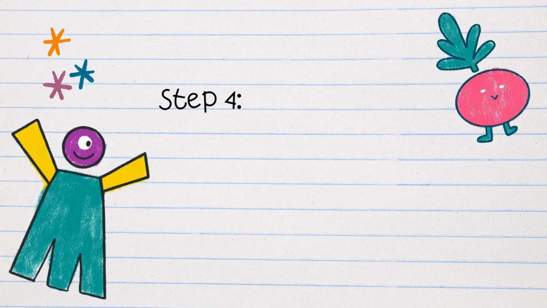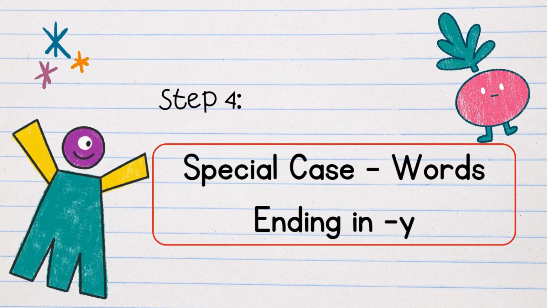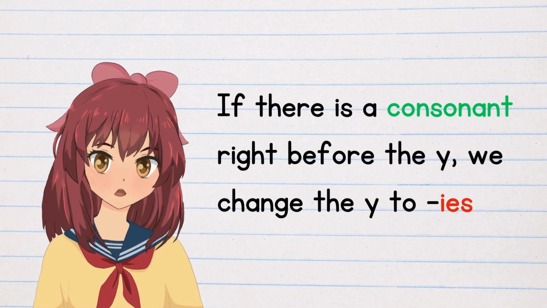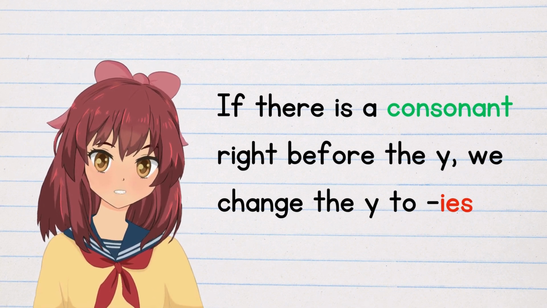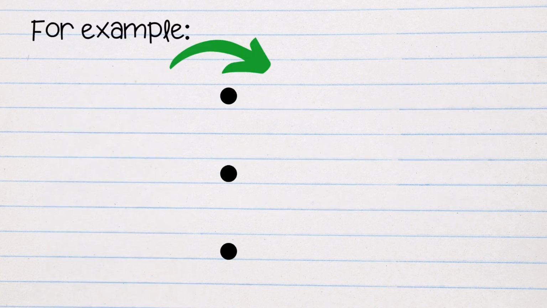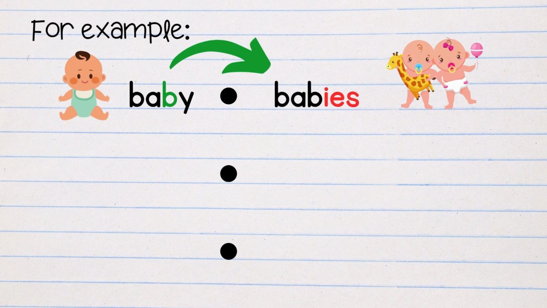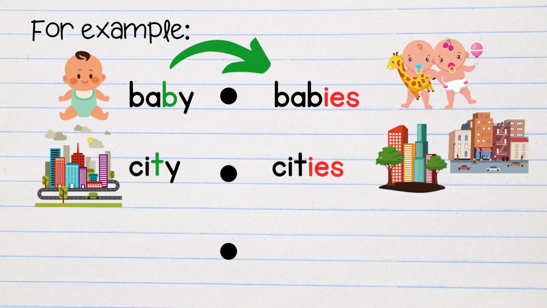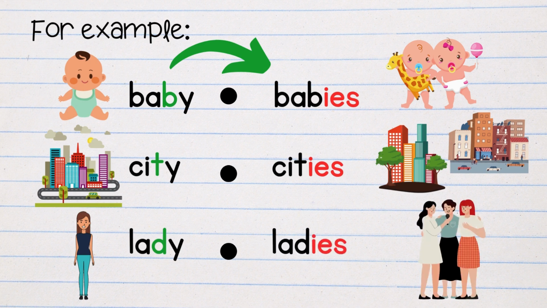Step 4. Special case, words ending in Y. Next, let's talk about words that end in Y. If there is a consonant right before the Y, we change the Y to IES. Baby becomes babies. City becomes cities. Lady becomes ladies.